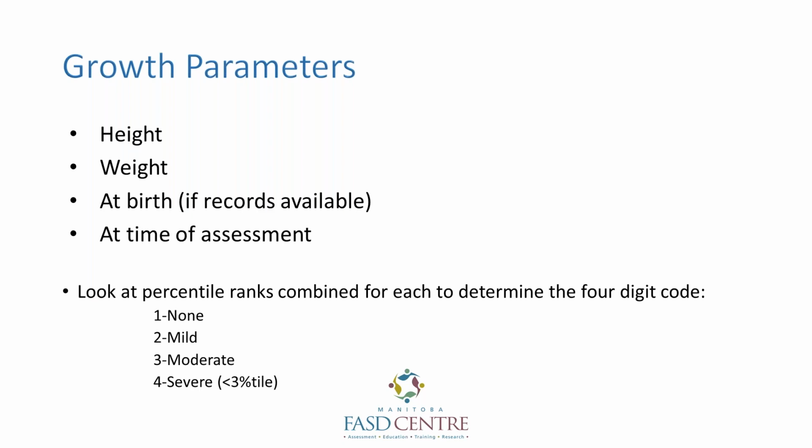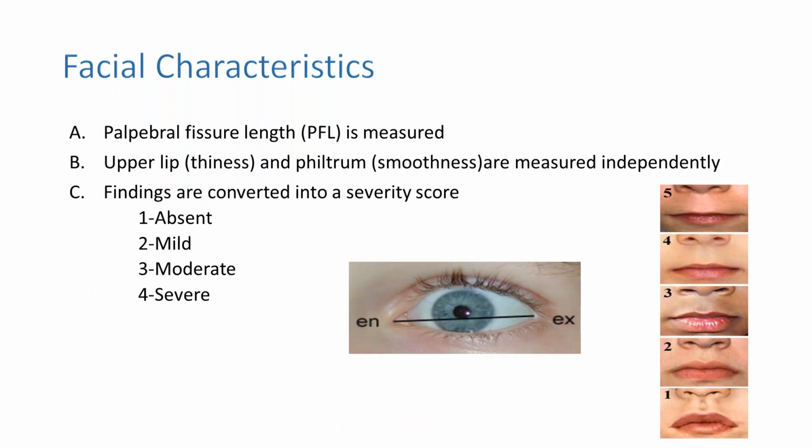So 1 would be none or normal, and then 4 being severe, which would be less than the 3rd percentile. The facial characteristics are measuring the eye, which is your palpebral fissure length, the upper lip, and your philtrum. And they're measured independently using that lip philtrum guide you can see on the far right-hand side. And then they're converted into a severity score, with 1 being absent, 2 being mild, 3 is moderate, and severe is 4. And to receive a 4, you need to have all 3 facial features. So if a child has a diagnosis of FASD with sentinel facial features, then that means that they have all 3 characteristics.